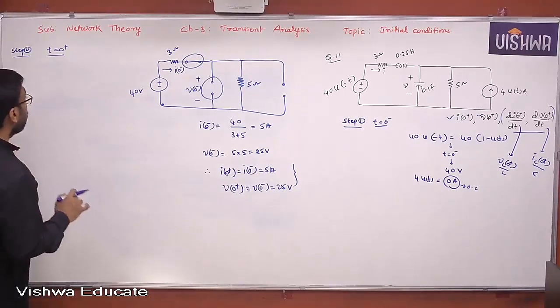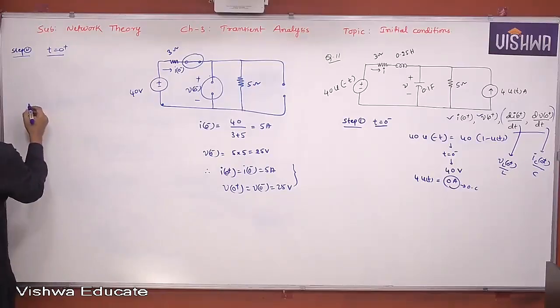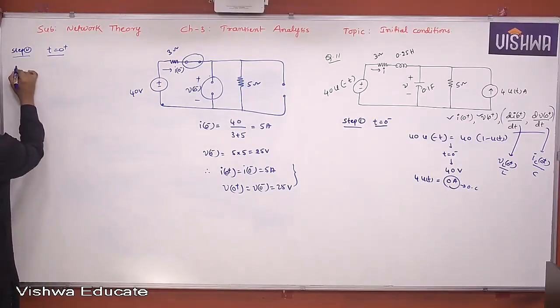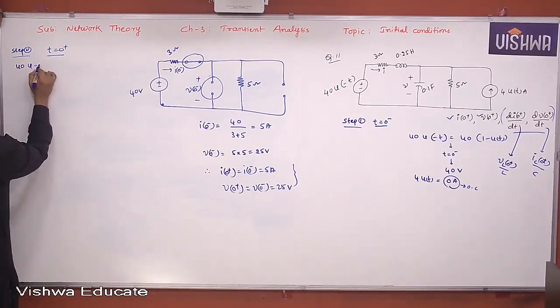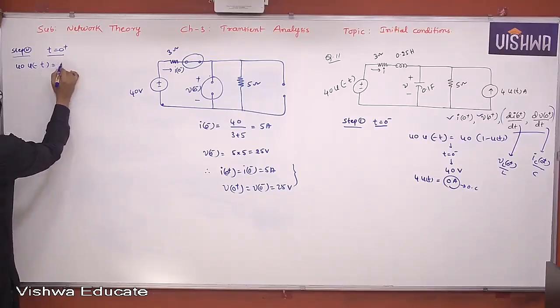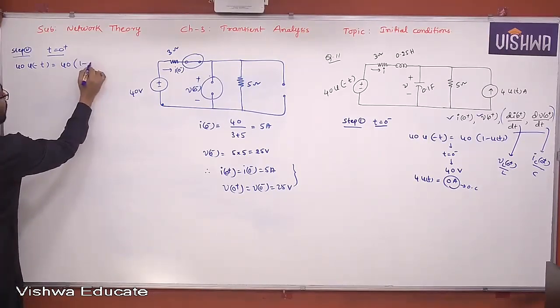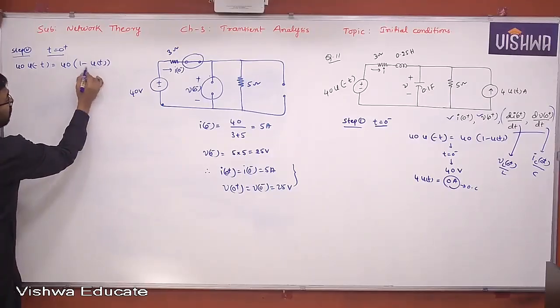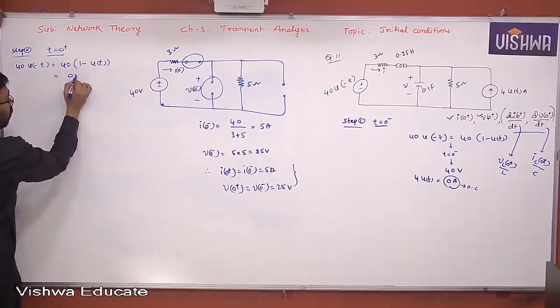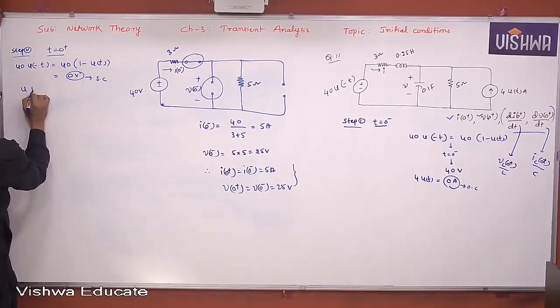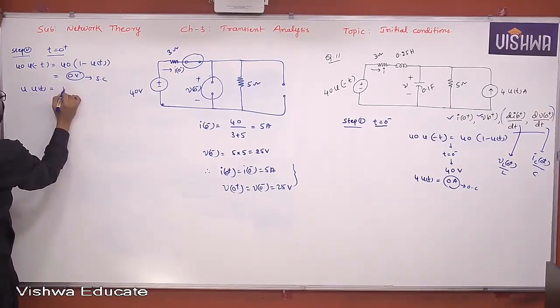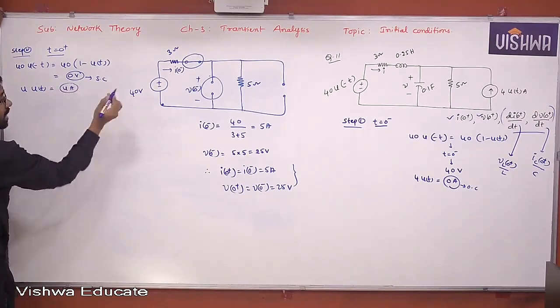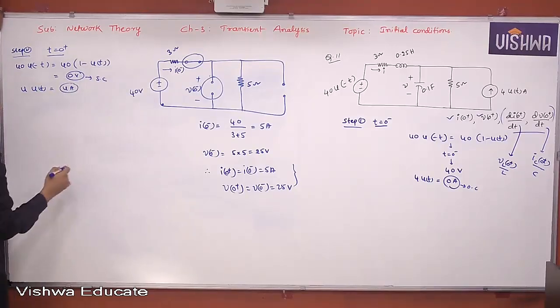I'm telling you. So therefore, let us see what t equal to 0 plus means. What is this 40 of u of minus t? You already know that it is 40 into 1 minus u of t. Yes or no? Okay. For t greater than 0, u of t is 1. 1 minus 1 is 0, so 0 volt. 0 volt is nothing but what? Short circuit. And 4 into u of t will become what? 4 ampere. So now let us construct the equivalent circuit with these inputs.